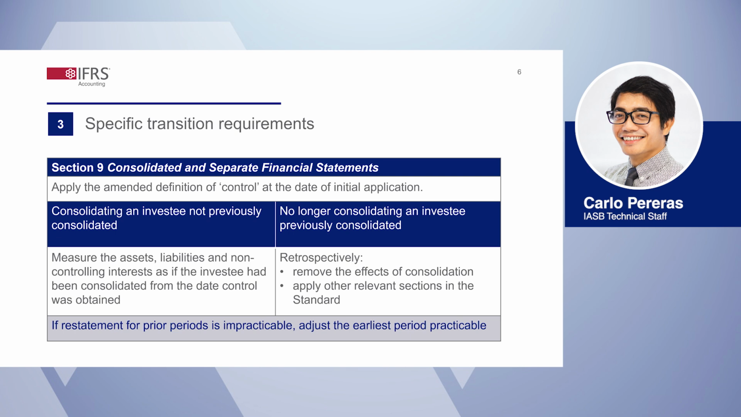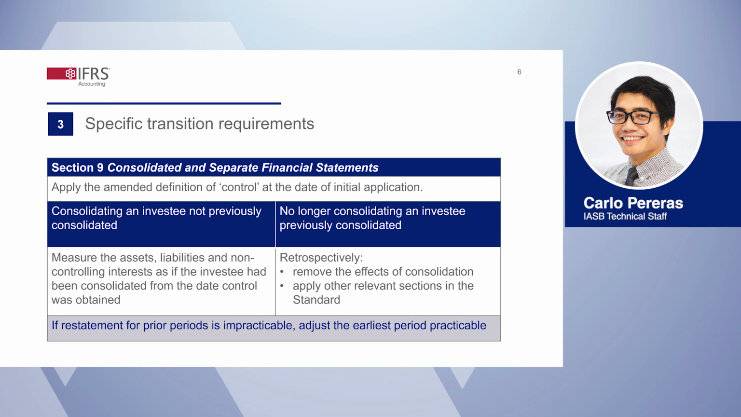After applying the amended definition of control, an SME might determine that it doesn't control an investee, but instead has significant influence over that investee. In that case, the SME adjusts its comparative information to remove the effects of consolidation and retrospectively apply the requirements in Section 14 on investments in associates.